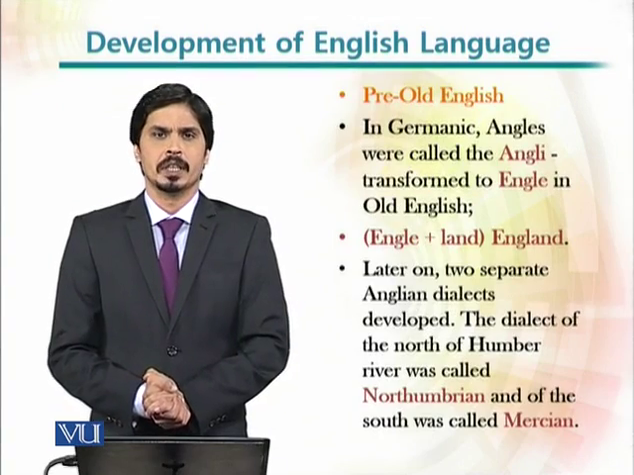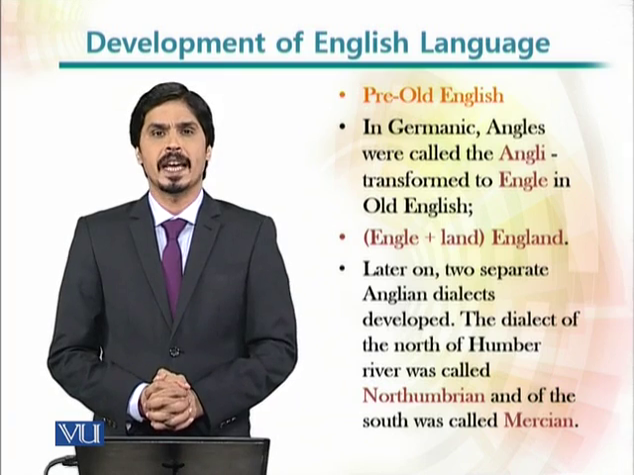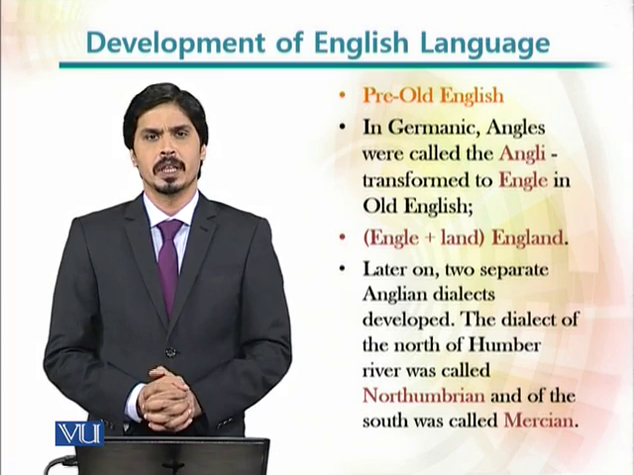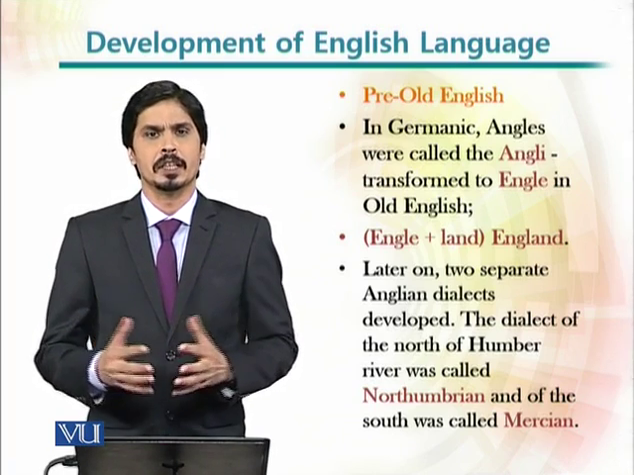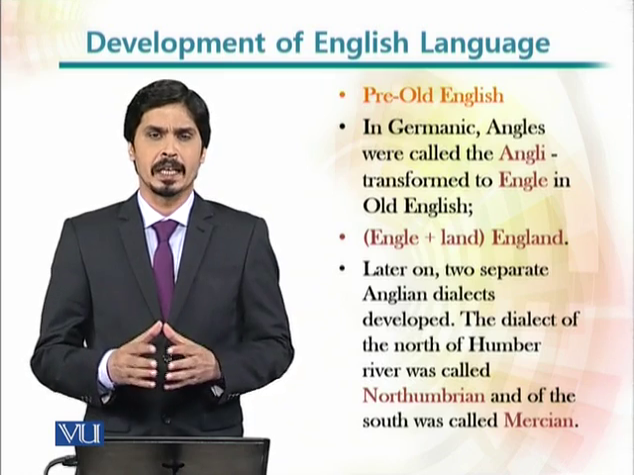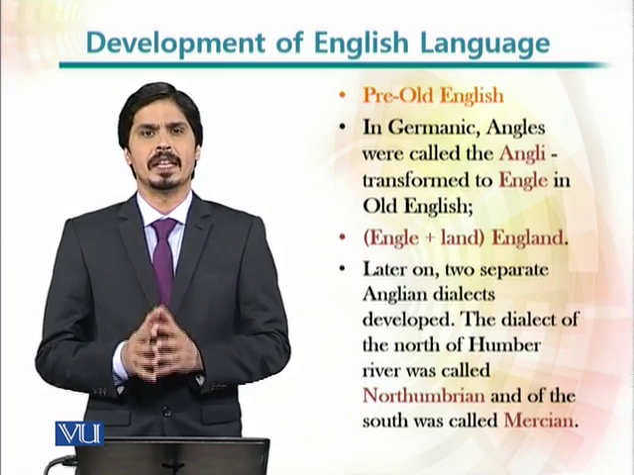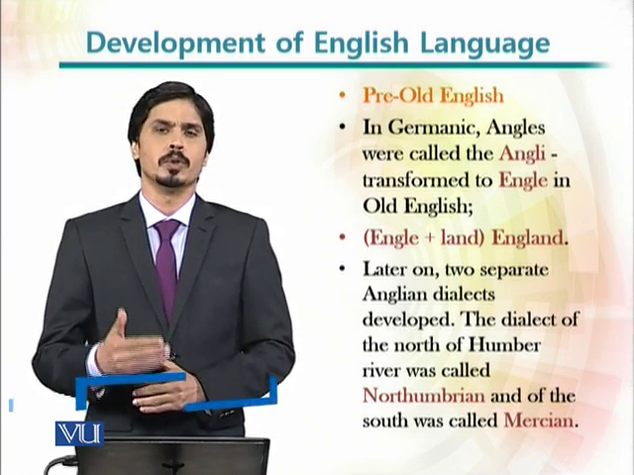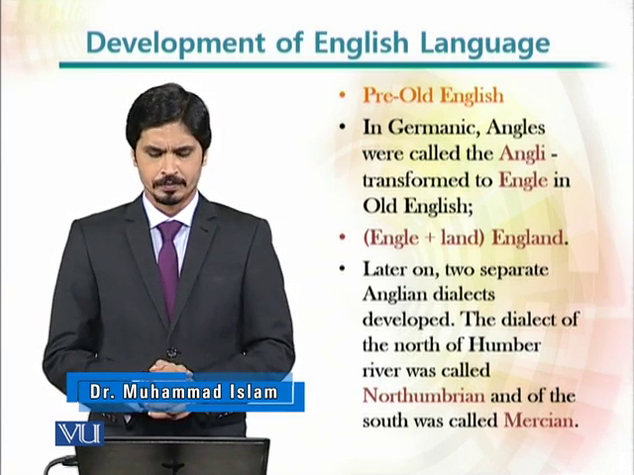Pre-Old English. In Germanic, Angles were called Angli. Then it transformed into Engli. And from there, England came into being, the word England, because it combined Engli with land and it turned into England. And similarly, from Engli, we got the word English, which is a language now.